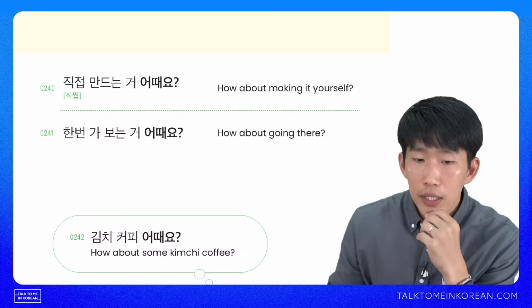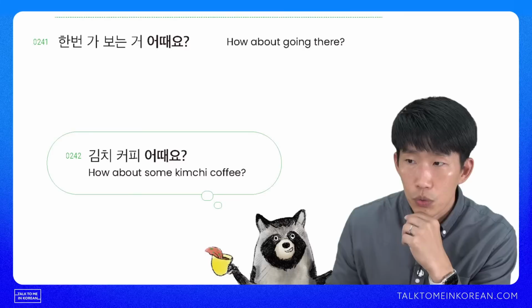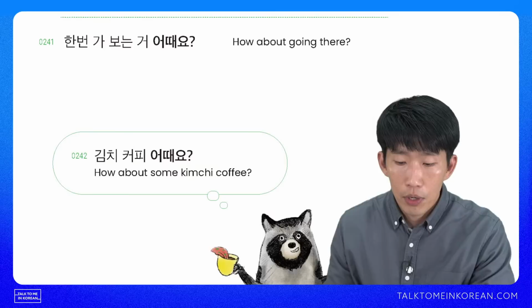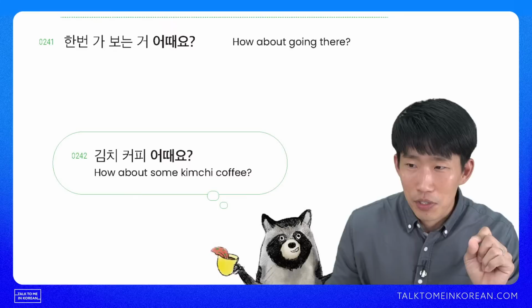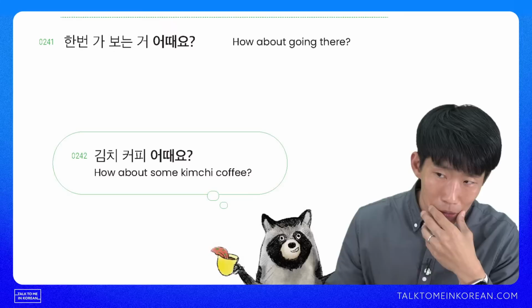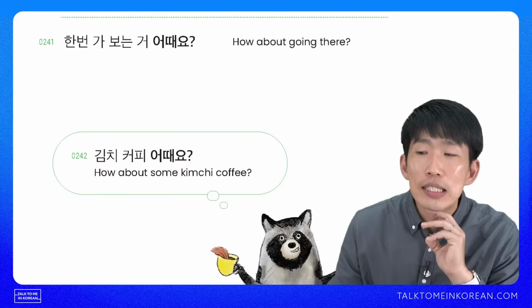So that's also following the sentence pattern. And in our book, the 11th sentence of all of the mini chapters is going to be a little bit of a quirky twist. So it's going to be a strange sentence, in other words. So yeah, 김치 커피 어때요? How about 김치 커피? I would pass on that.